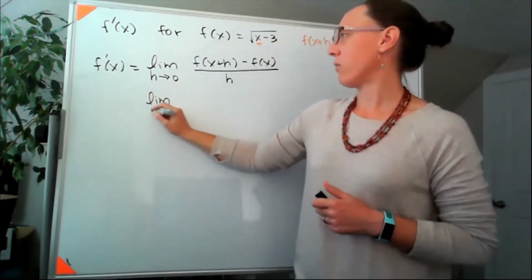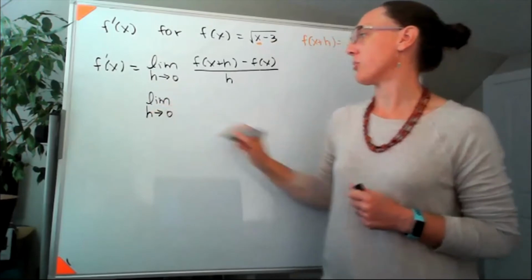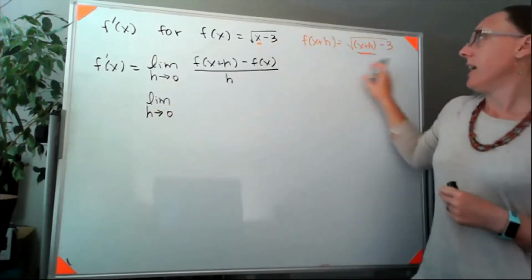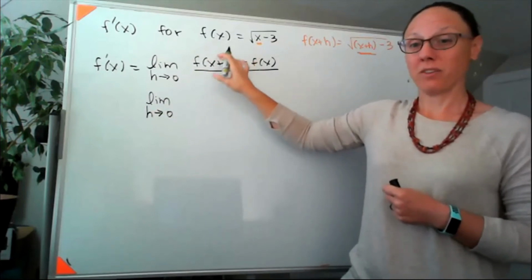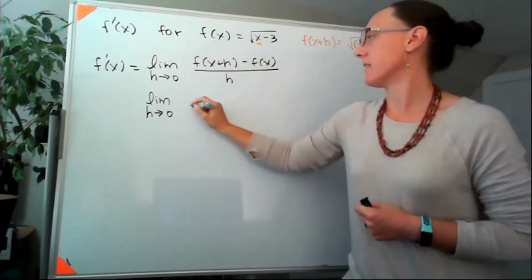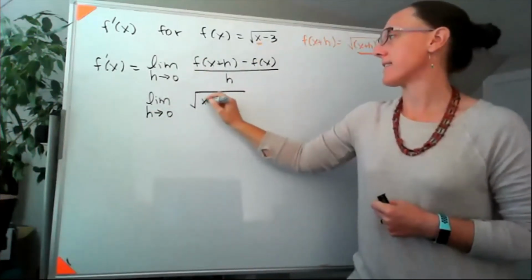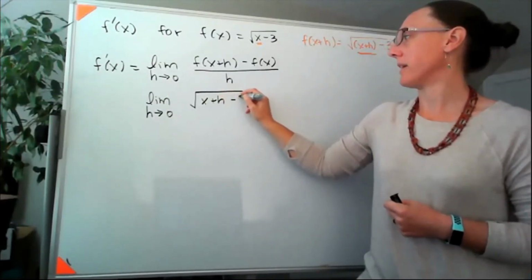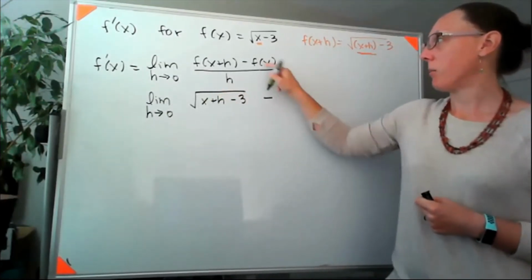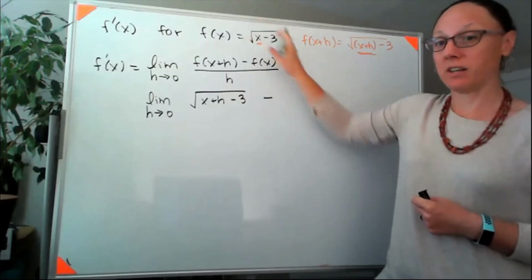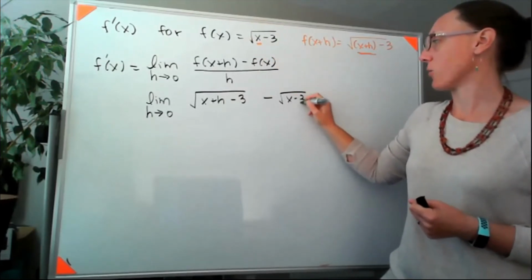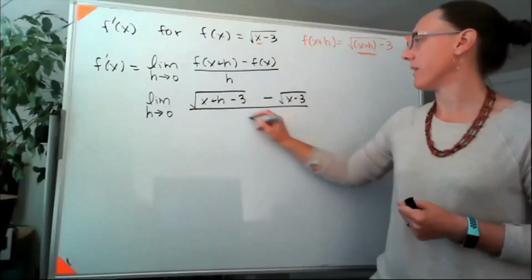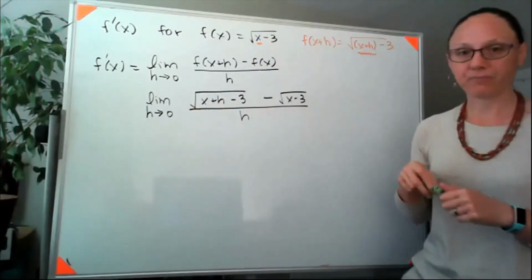So I am looking for a limit as h approaches 0. And I'm going to replace the f of x plus h in our formula with the square root of x plus h minus 3, minus f of x. I'm not going to do anything to the f of x. I'm just going to copy it back down here as the square root of x minus 3. And the whole thing is over h.